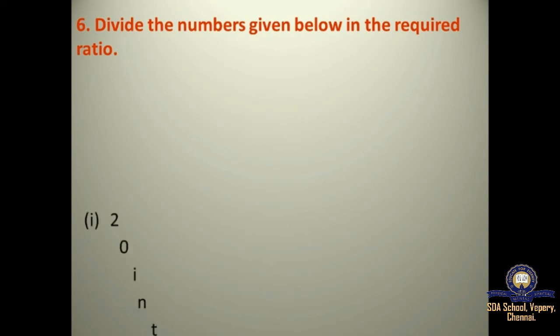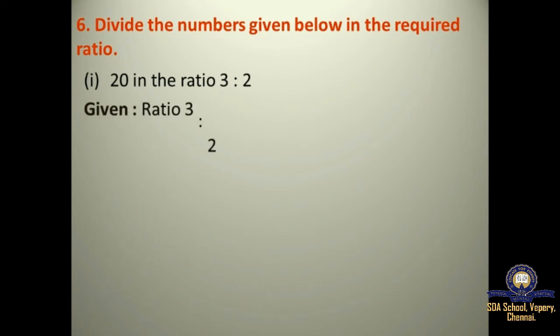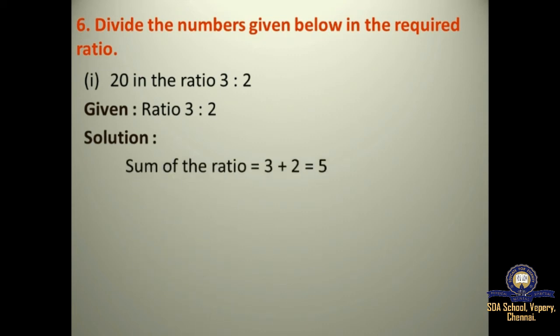So the first subdivision is 20 in the ratio of 3 is to 2. What is given in the question? It is the ratio, that is 3 is to 2. The solution is, first you are going to find out the sum of the ratio. So when you find the sum of the ratio, that is 3 plus 2 is equal to 5. Now 5 parts is equal to 20.